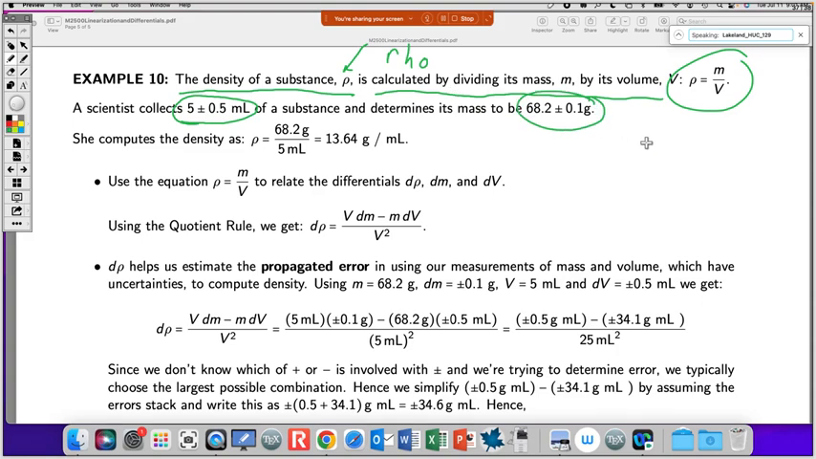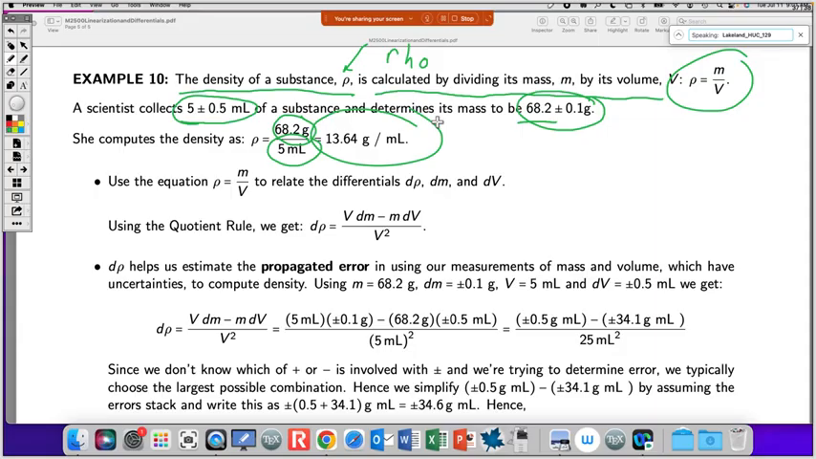All right, so once again, in a science setting, anytime you measure anything, there is an uncertainty. Okay? There's always an uncertainty. So she computes the density this way. She's going to use this for the mass, 68.2 grams, and this reading, and that's going to be 13.64 grams per mL. Right? However, since there was error involved in measuring both things, you have a phenomenon called propagated error.